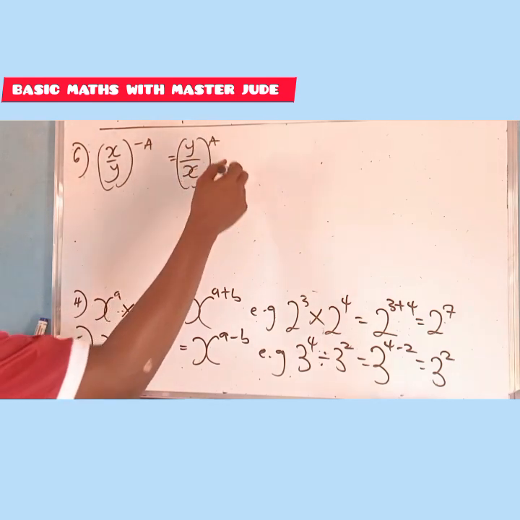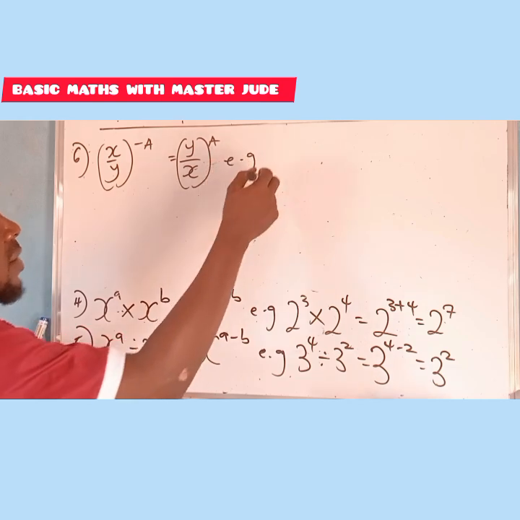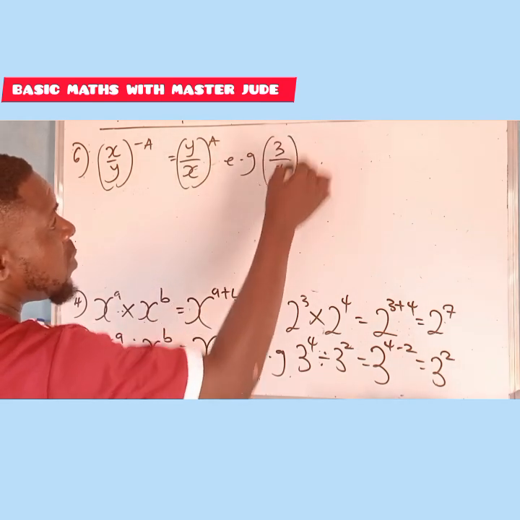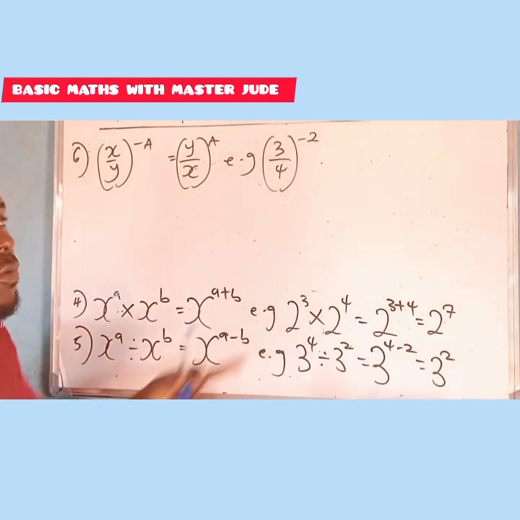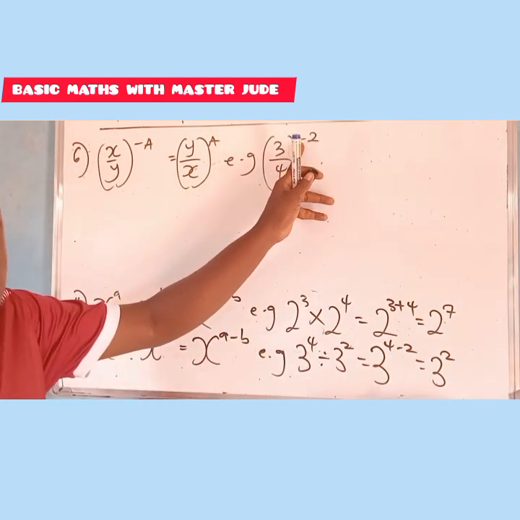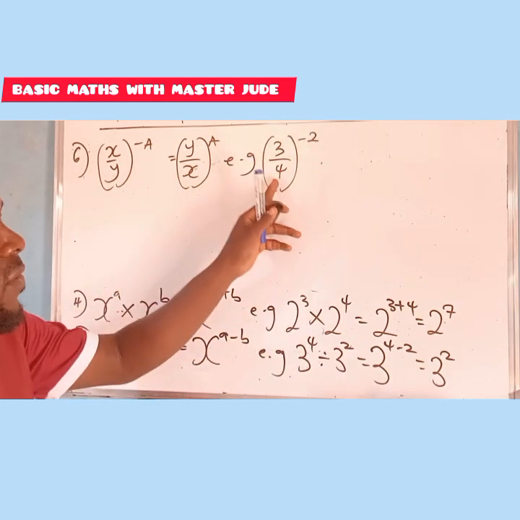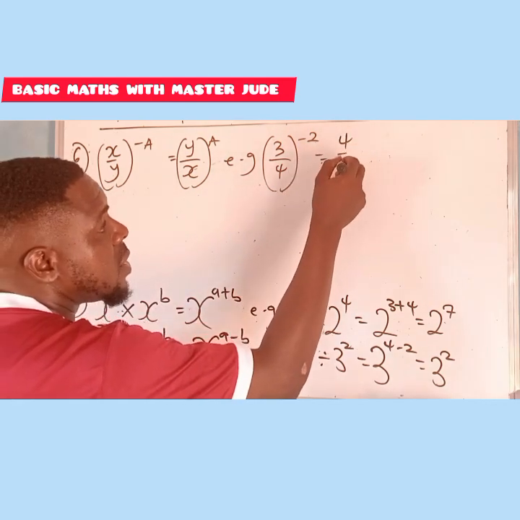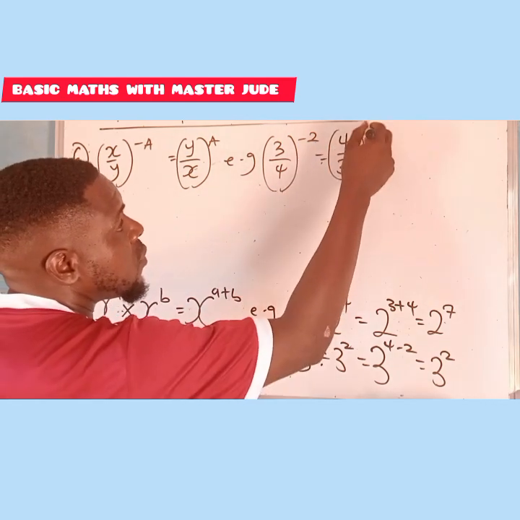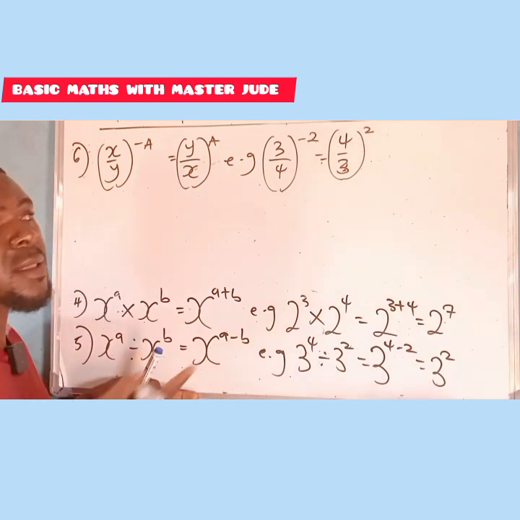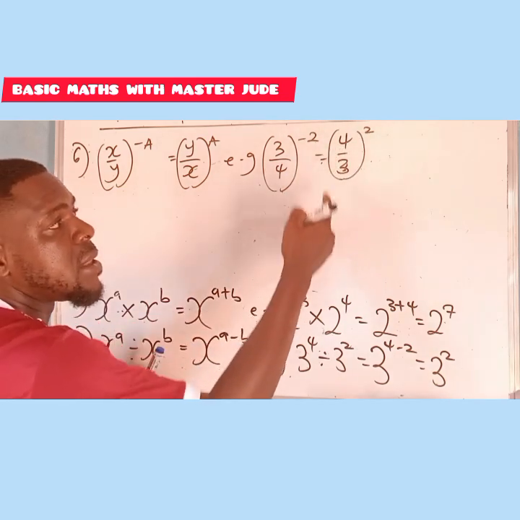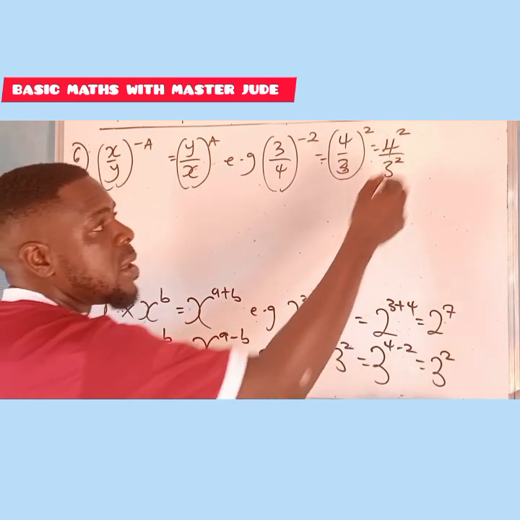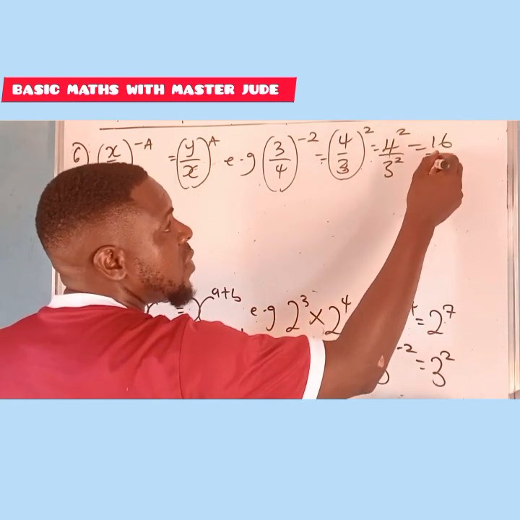For example, let's say you have 3 over 4 raised to power minus 2. So to remove this negative sign as a power, I will interchange 3 and 4. So this will now be 4 over 3 raised to power 2. I will know that the power is affecting both 4 and 3. So this is 4 square over 3 square, which will give me 16 over 9.